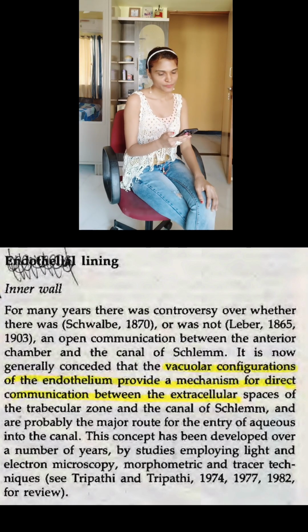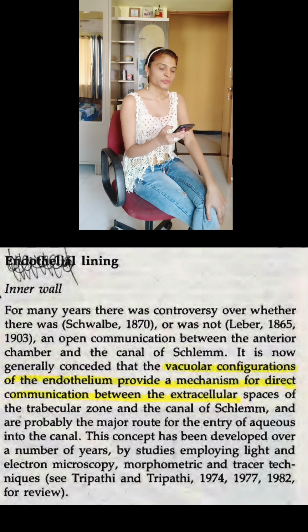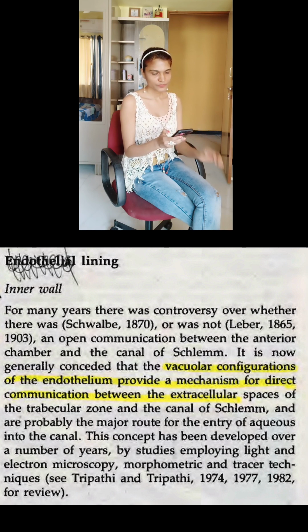Chapter 8, Anatomy of Anterior Chamber and Drainage Angle, from Wolff's Anatomy, 8th edition, page number 294, part 5. Endothelial lining, inner wall.